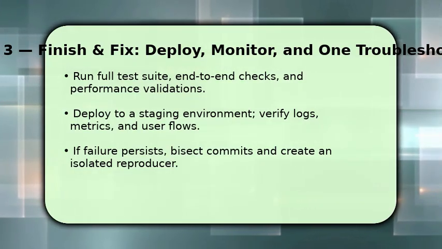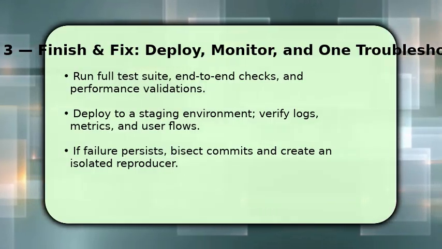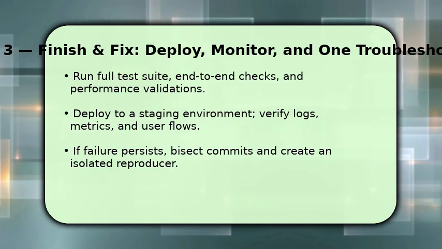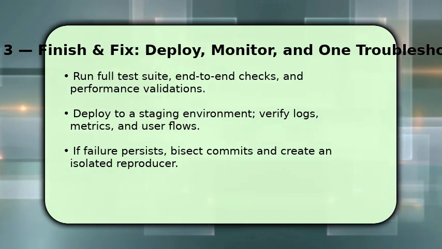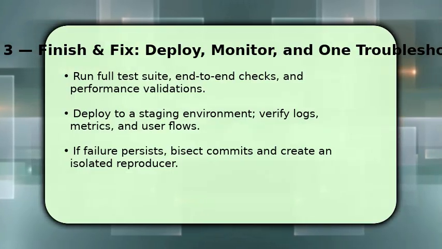If the error persists, bisect commits to find the regression and prepare a small, standalone reproducer so others can help. One key tip: clear caches and restart services before blaming code, as stale state often misleads.